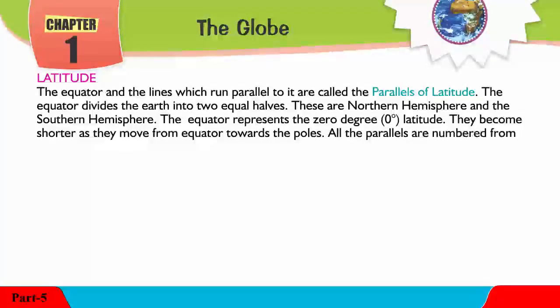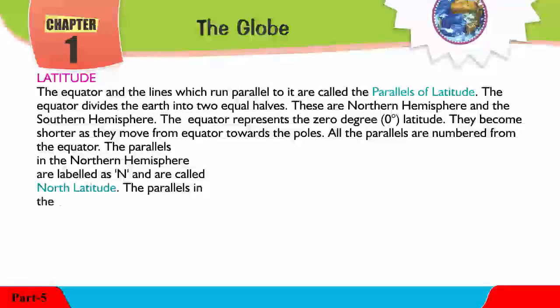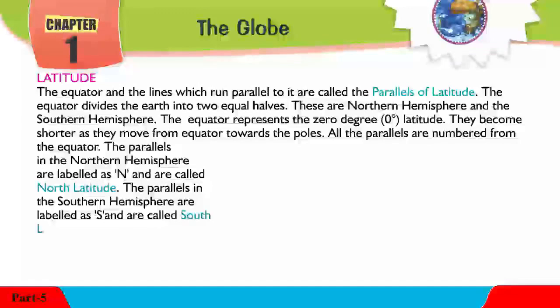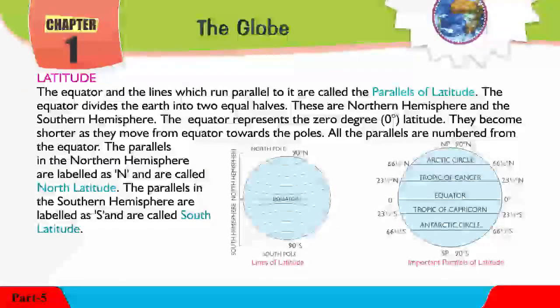All the parallels are numbered from the equator. The parallels in the Northern Hemisphere are labeled as N and are called north latitude. The parallels in the Southern Hemisphere are labeled as S and are called south latitude. South Pole. Lines of latitude. Important parallels of latitude.